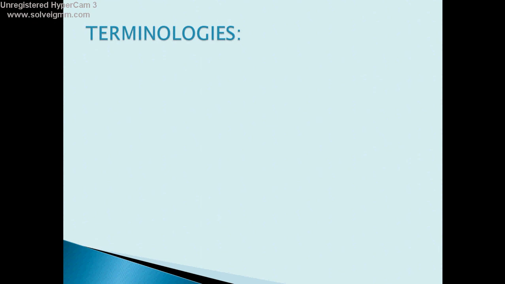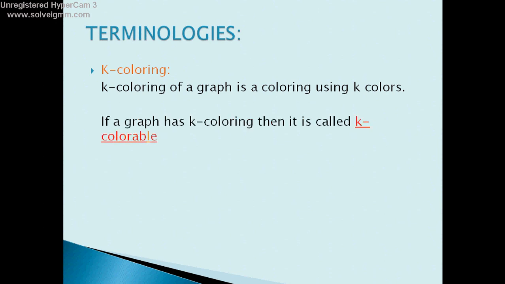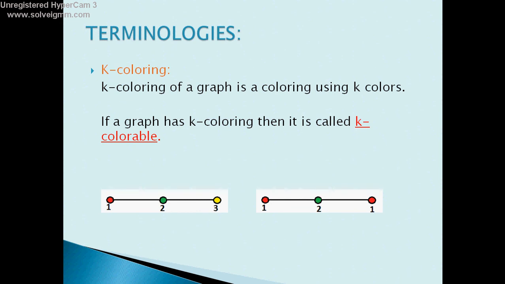Now let us study about some terms related to graph coloring. k-coloring. What is k-coloring? A k-coloring of a graph is a coloring using k colors. If a graph has a k-coloring, then it is called k-colorable. Consider this graph. Here we have used 3 colors, so it is 3-coloring. And now consider this graph. Here we have used 2 colors, so it is 2-coloring.